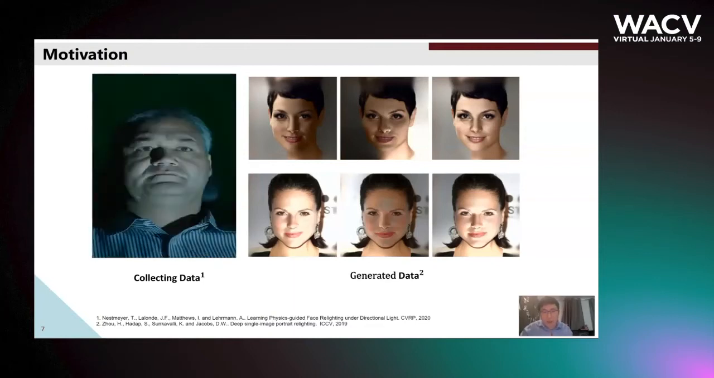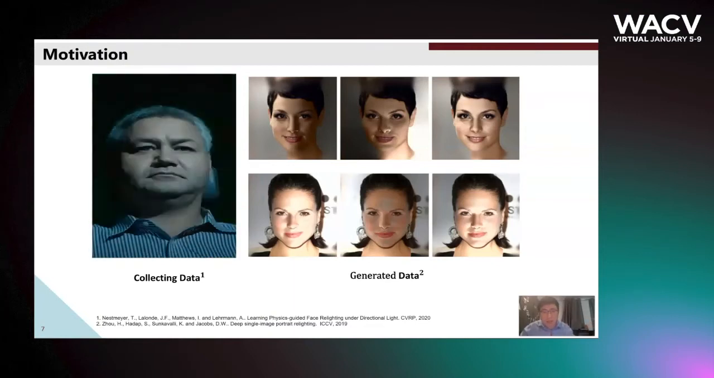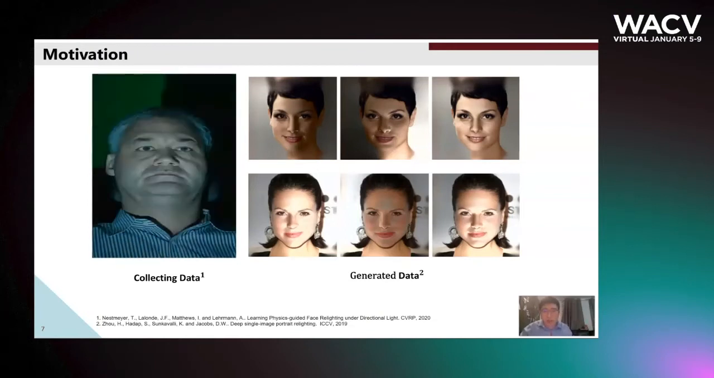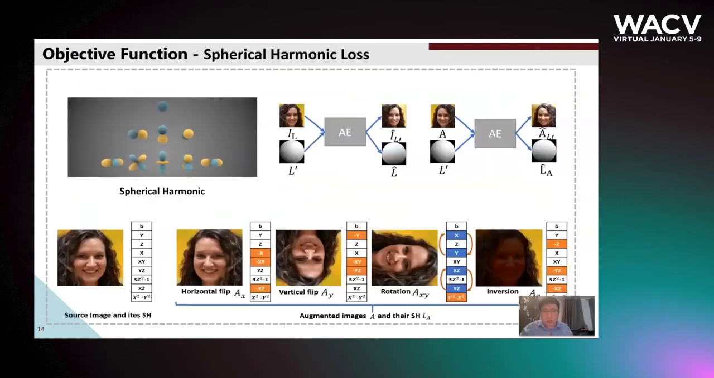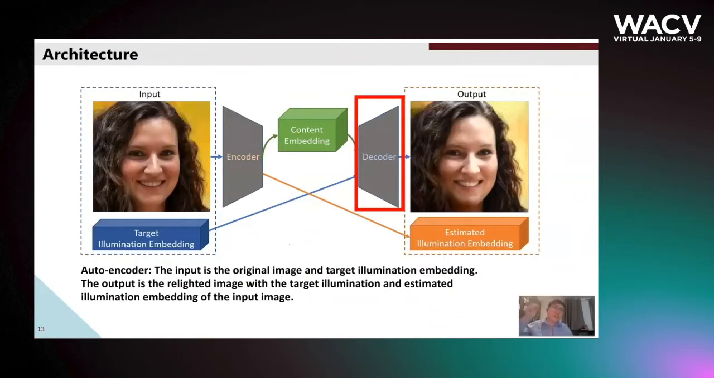This is our motivation. We want to propose a novel network which can be trained on data without the ground truth, so we call it self-supervised. Our architecture is very simple. It's based on auto-encoders. One image will be passed through the encoder into two parts, content embedding and illumination embedding. For relighting, we use a new target illumination embedding to replace the old one, and then pass it through the decoder to rebuild the image. This is what we call the relighted image.